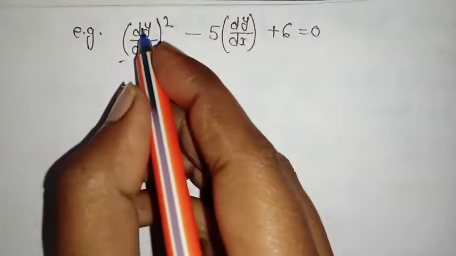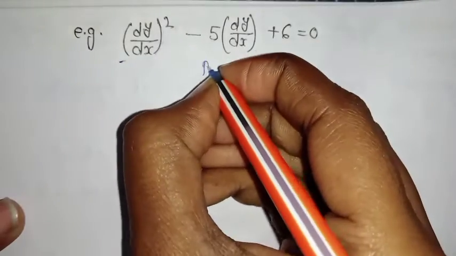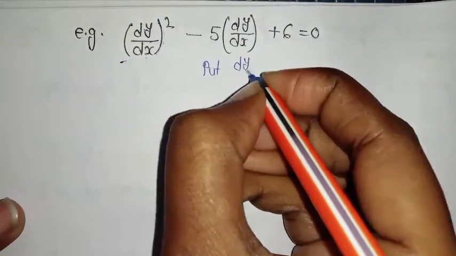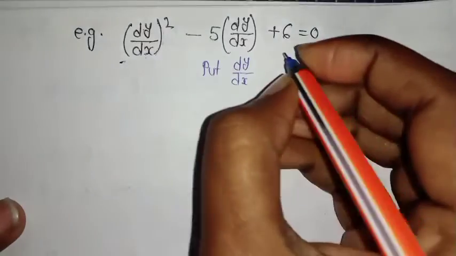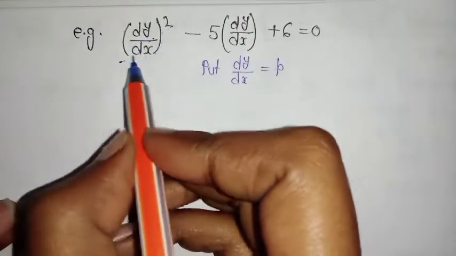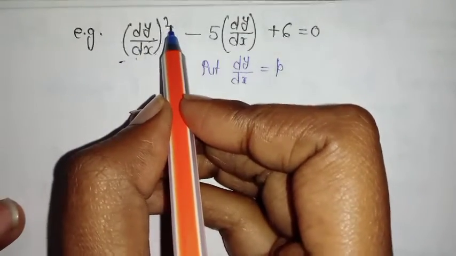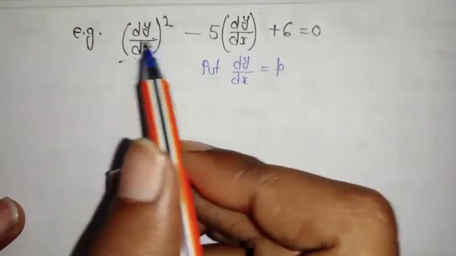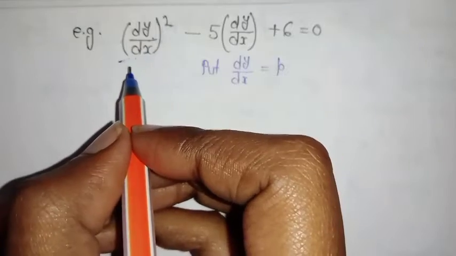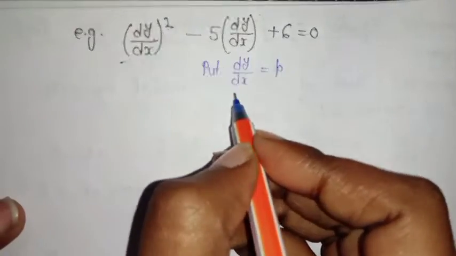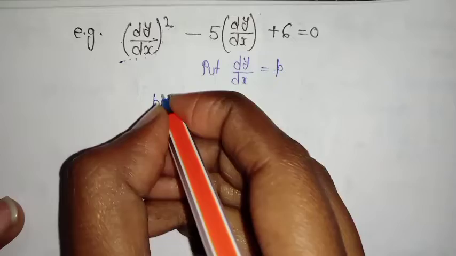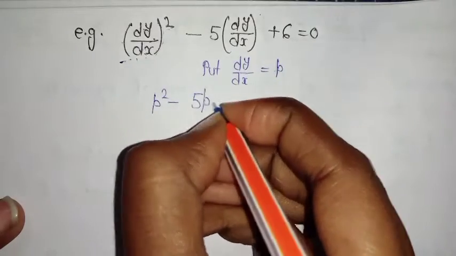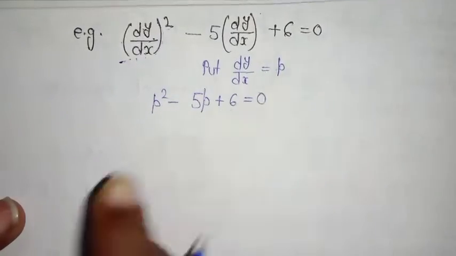So we can write each dy by dx as p. If the question is given in the form of p, then it is easy to solve, but if it is given in this form, then you can understand that it is of first order, but its degree is 2 here, while it is 1 here. So this is a differential equation of first order but not of the first degree. Firstly we will put dy by dx as p, so this equation takes the form p square minus 5p plus 6 is equal to 0.